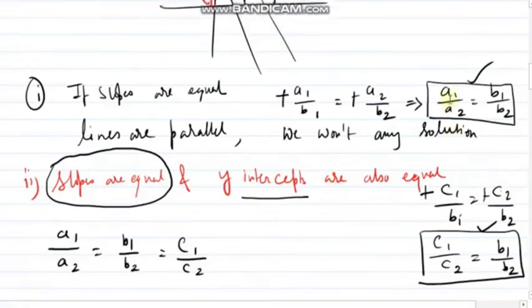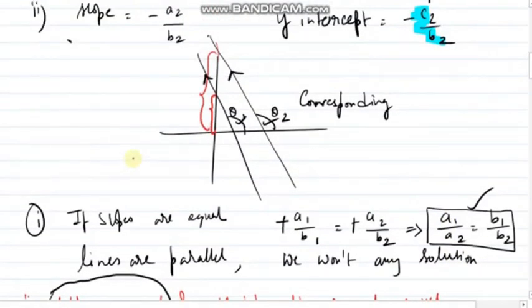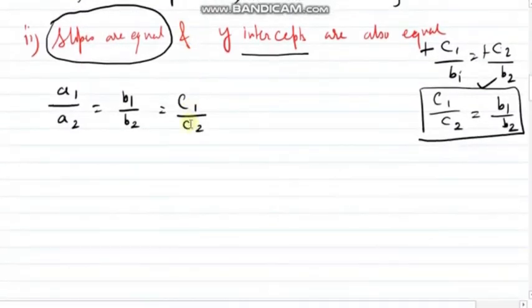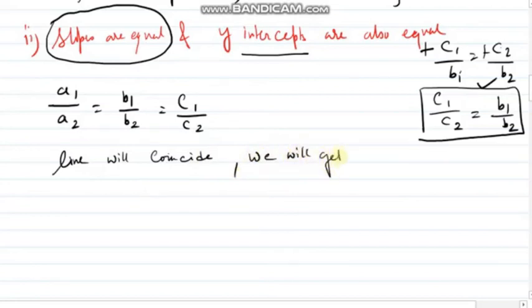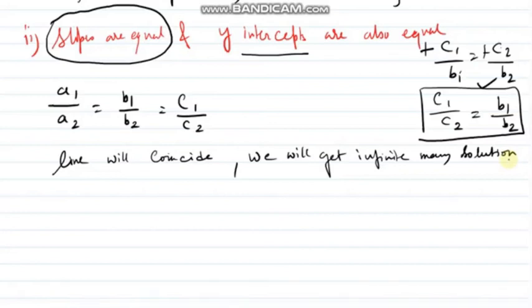What is going to happen from the picture? Just check. If this y-intercept is equal to this y-intercept, that means the lines will coincide, correct? So if this is the case, the lines will coincide, and we will get infinitely many solutions. What is the meaning of infinitely many solutions? On a line, there are infinite number of points. So whatever points are located on that line, that will be the solution, right? So that's why this case.